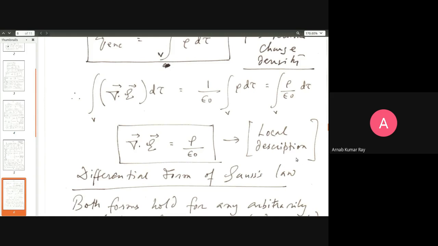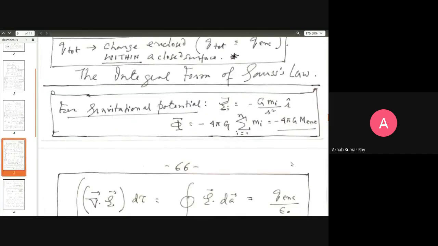What do I mean by the word local description? I think we have discussed this earlier also. I told you in the context of local and global description using differential equations. What are differential equations? Differential equations are equations that contain a derivative. What is the use of a derivative? A derivative is a mathematical operator that captures rate of change locally.